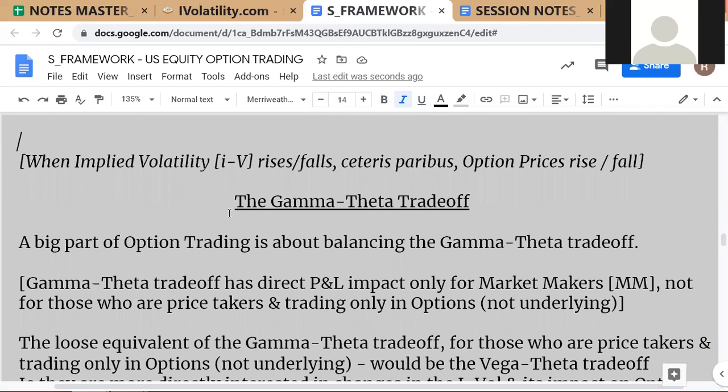Okay, so we go on to our next subtopic, which is the gamma theta trade-off. You have to understand this particular terminology. This is again a market terminology, a term of art which is used in the industry, which has a specific meaning, and you should understand what this is.